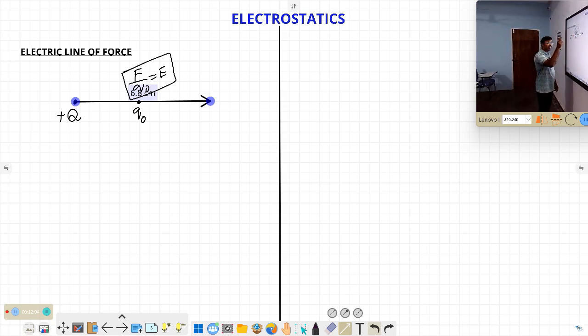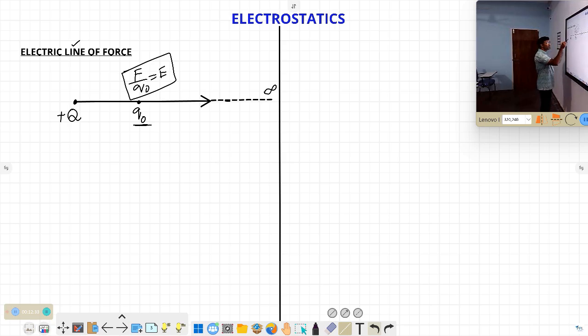So the path along which the test charge is moving is called the electric line of force. Where is this line going to end? If you continue it, this line is going to end at infinity. That means the electric line of force starts from the charge and ends at infinity.